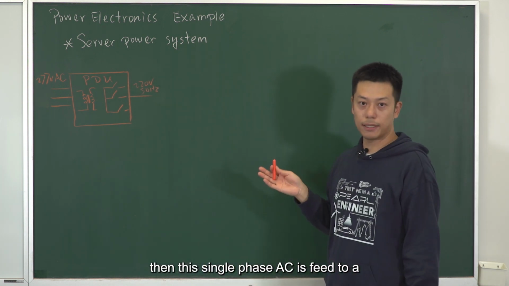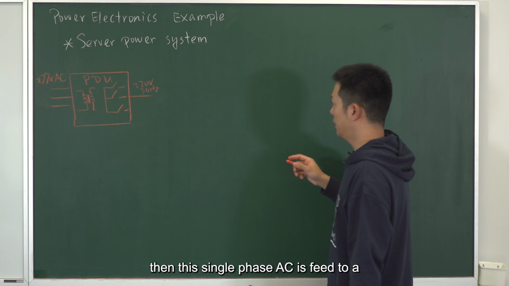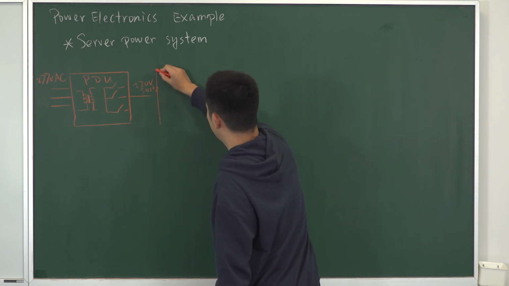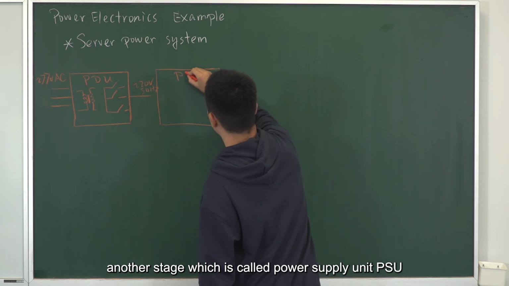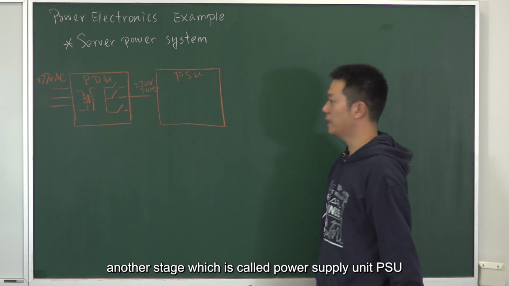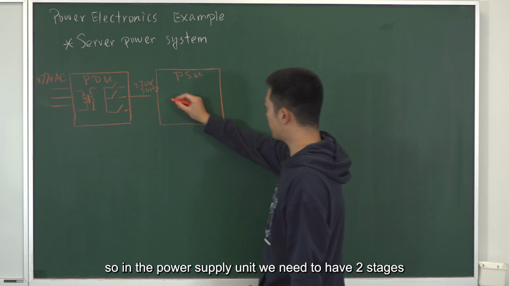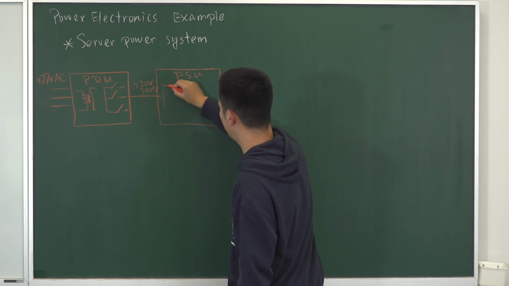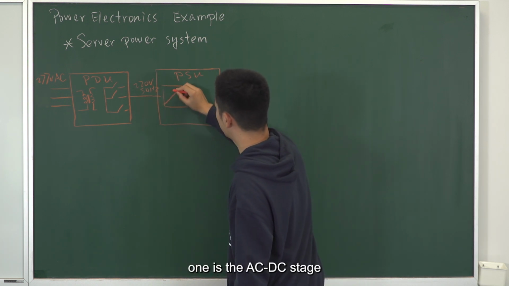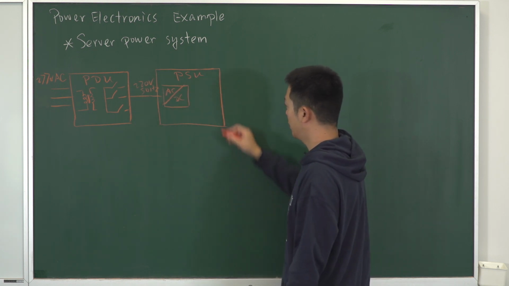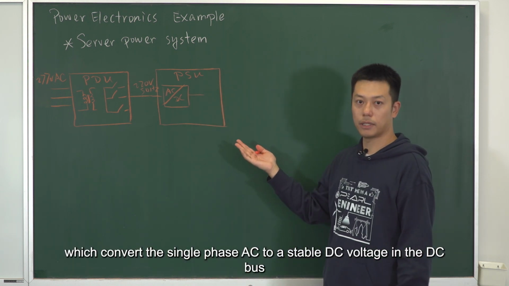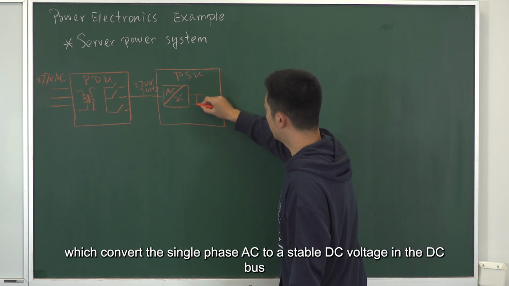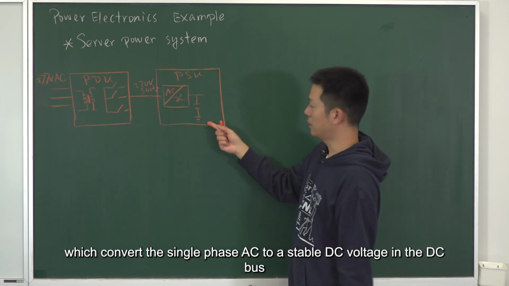Then this single phase AC is fed to another stage, which is called power supply unit, PSU. So in the power supply unit, we need to have two stages. One is the AC-DC stage, which converts the single phase AC to a stable DC voltage in the DC bus.